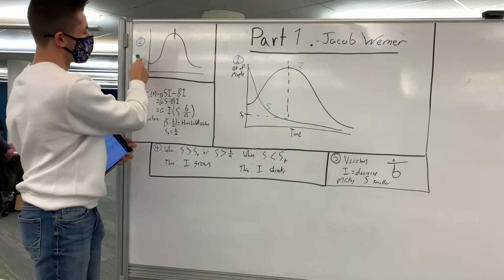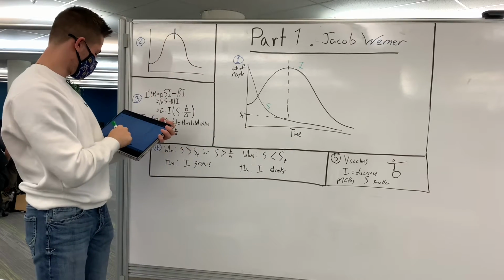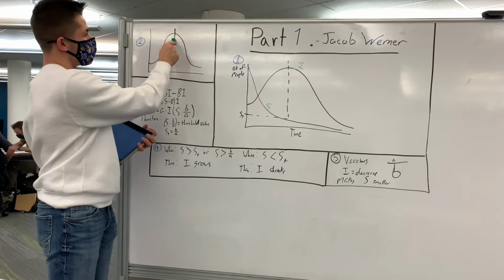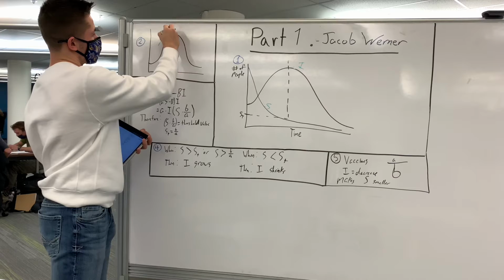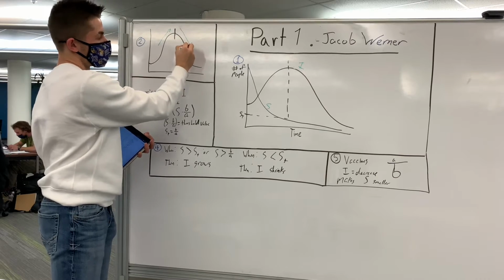Part 2, we can see that the peak of the graph is given because this is where the graph changes from increasing to decreasing.